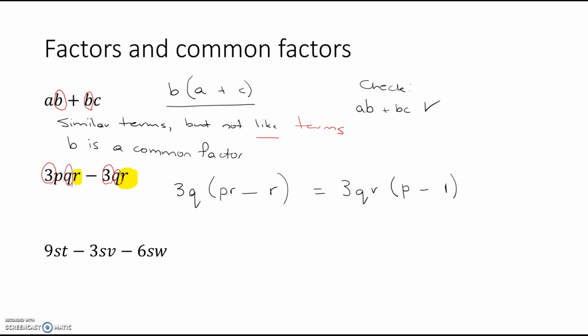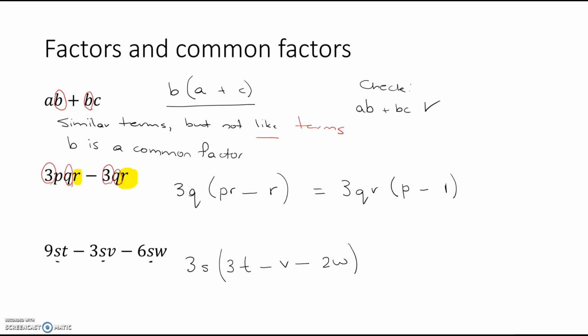The next question, what have we got that's common? Okay, 3 seems to be common to both, and S is common to both. I don't think there's anything else, no. So for the first term, 3 times what gives us 9? It's 3. And we've got the S, so we need a T, minus, now we've got the 3, we've got the S, so we need to multiply it by V. And for the last term, we need to multiply it by 2. We've got the S, we don't have the W.